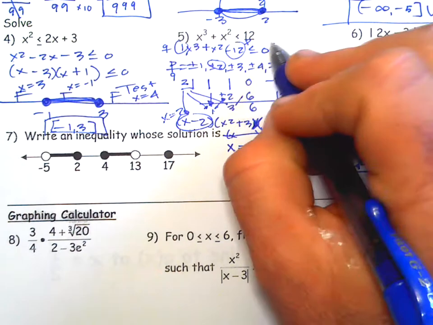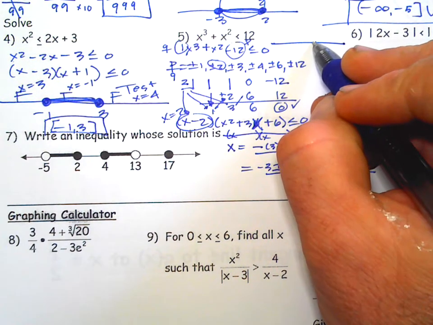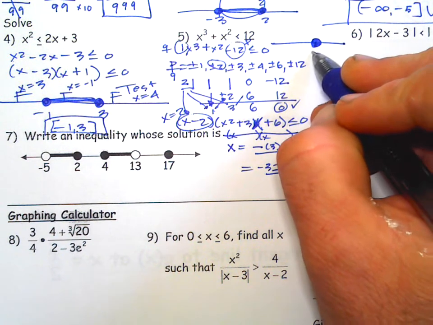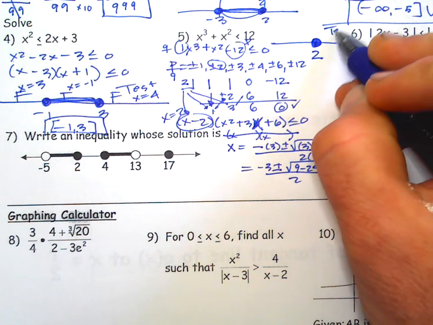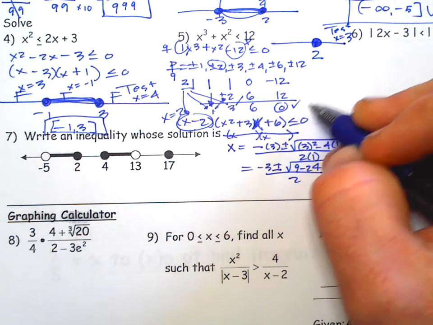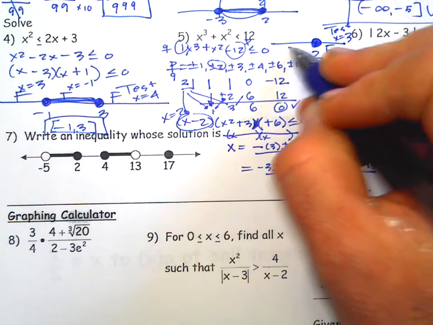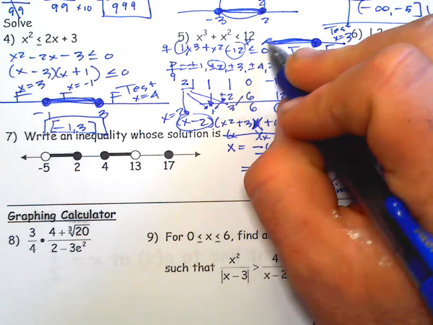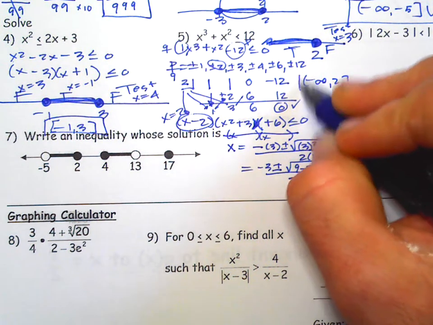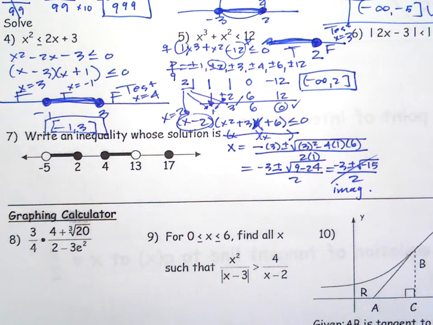We can do a line check with it. It's a solid dot at 2. Test a value. I don't know, x equals 3. Positive, everything's positive, which is false. True. There's your answer. -infinity to 2, parenthesis, bracket. There you go.